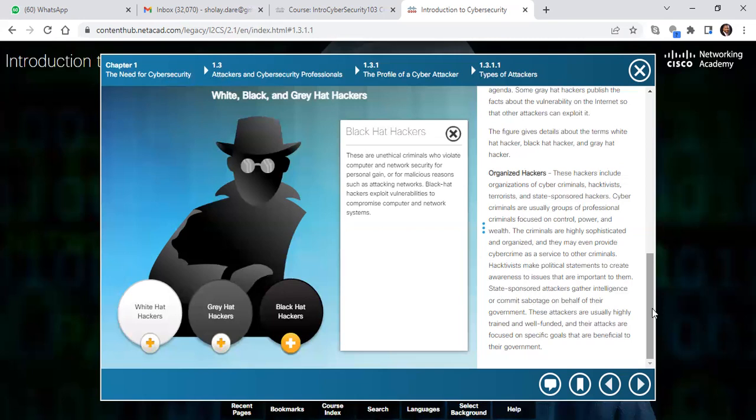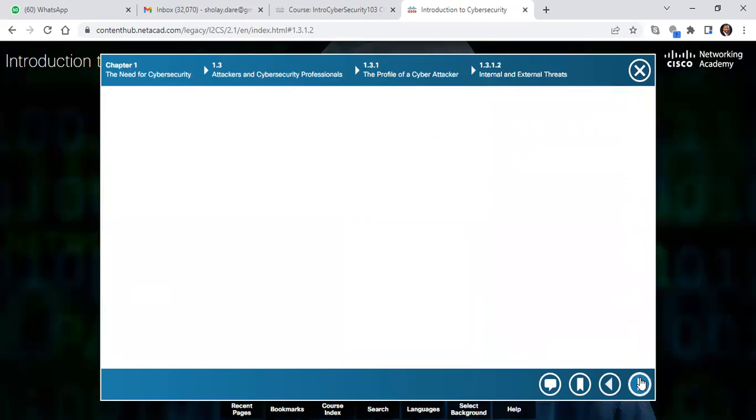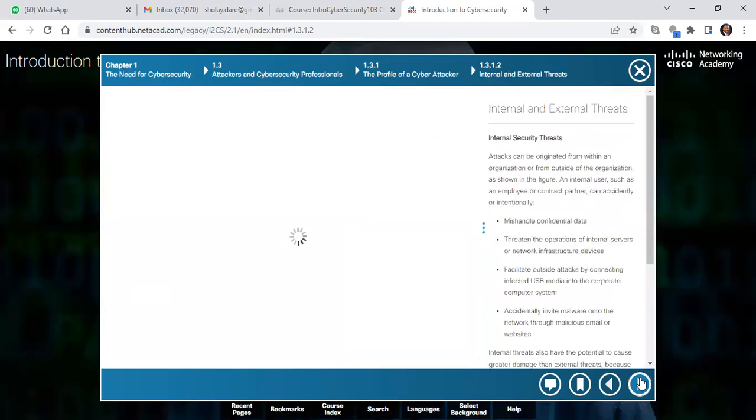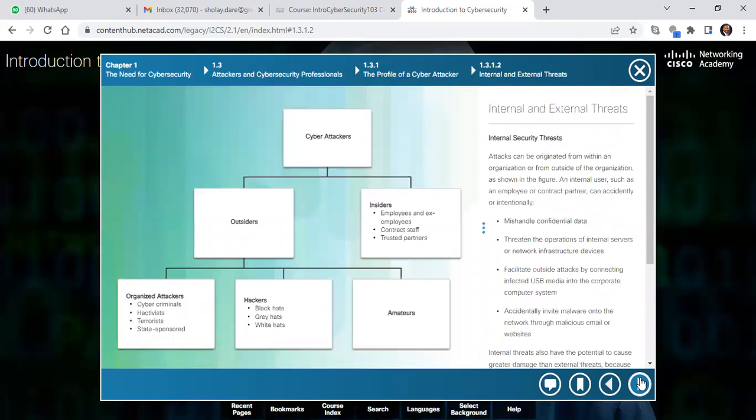Okay, so these organized criminal attackers are usually highly trained and well-funded, and their attacks are focused on special goals that are beneficial to their government. That's what they do. Okay, so let's look at the internal and external threats. From this diagram, you see where exactly these cyber attackers come from. One, we have the outsiders and we have the insiders.